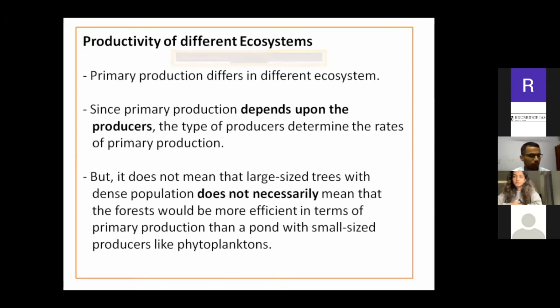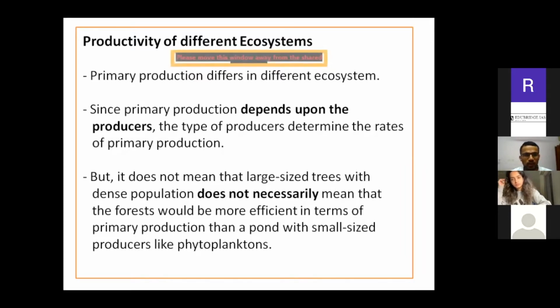So generally, we may think that the larger the size of a tree, it would be more productive, right? So generally, obviously, for an ecosystem, the productivity depends upon the producers or the type of producers that that particular ecosystem have, right? And if producers are the main components of the primary productivity or primary production, then obviously we may think that larger the size of producers, larger will be the productivity. But that is not the case, right?